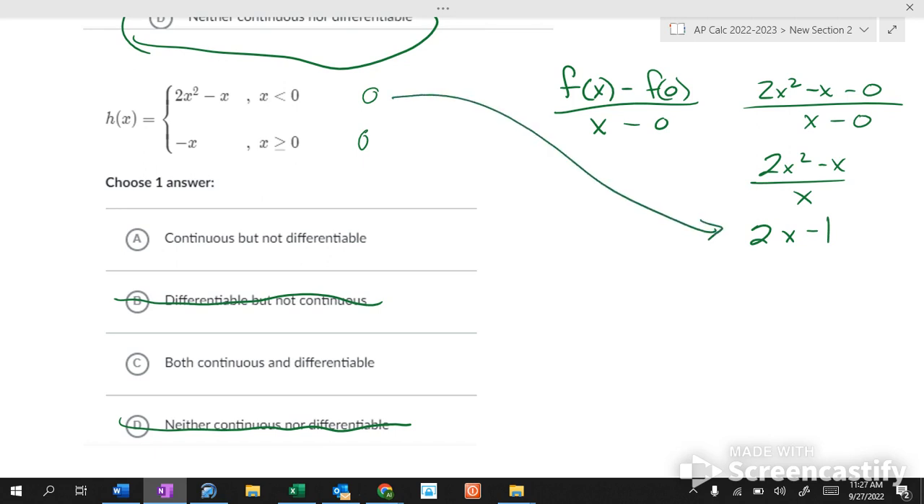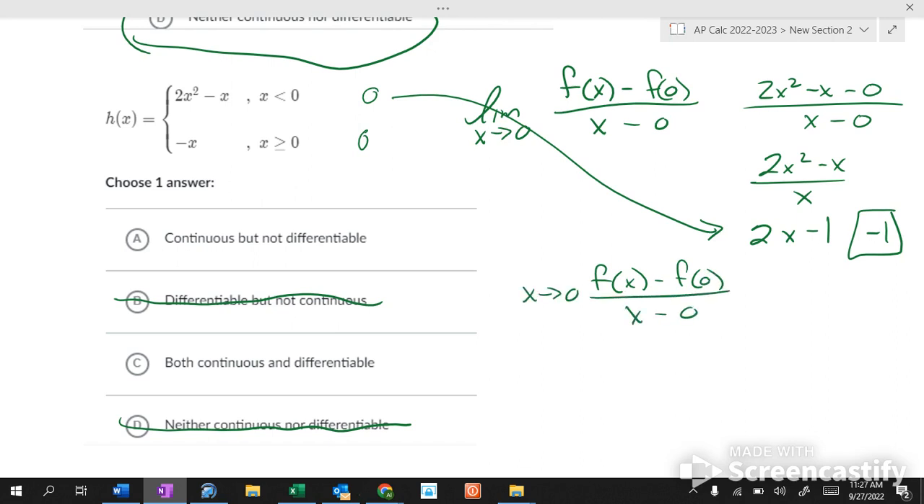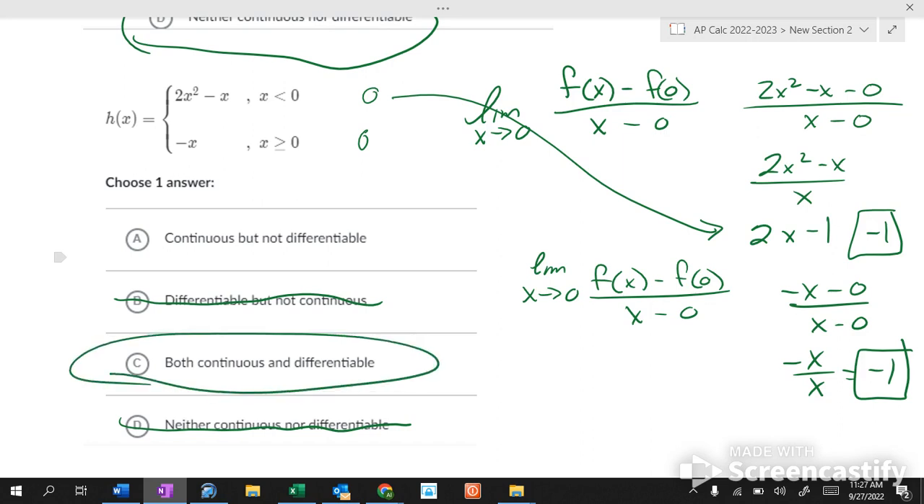Now if we stick in the 0, we get negative 1, because we're really finding the limit as x approaches 0 here. Now, if we do the bottom equation, f of x minus f of 0 over x minus 0 as x approaches 0, f of x is negative x, f of 0 is 0, over x minus 0. And so we get negative x over x, which is negative 1. If those match, the derivative is negative 1 there. So it is continuous and differentiable.